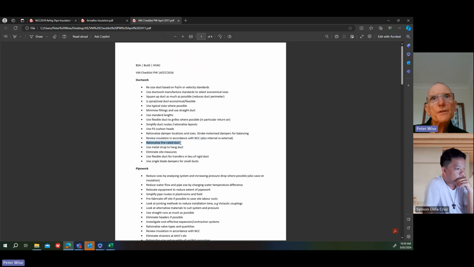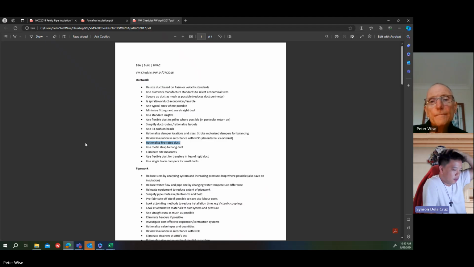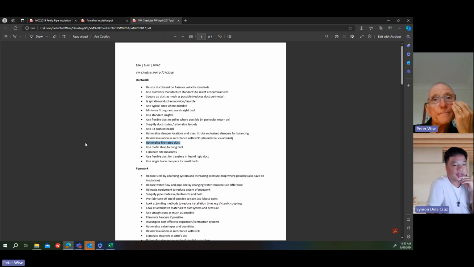Fire rated duct, rationalise that as much as you can because fire rated duct is very expensive. I think we need to discuss also when to use fire rated, where, when, and how. Probably the next topic, because I don't know much about when to use a fire rated duct. Okay, well, do you want to talk about it now?